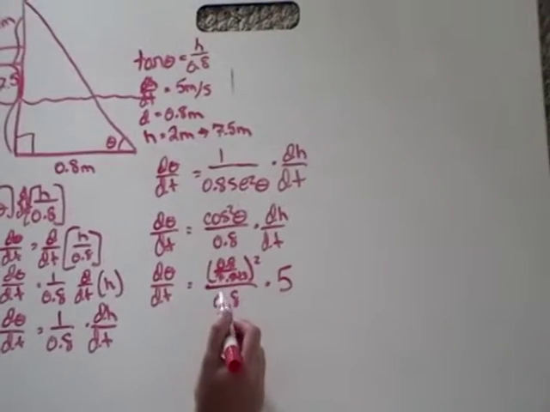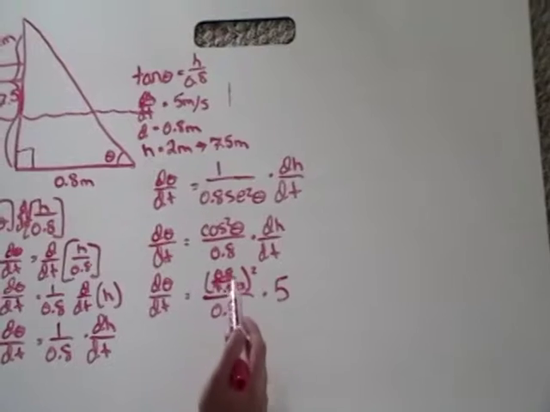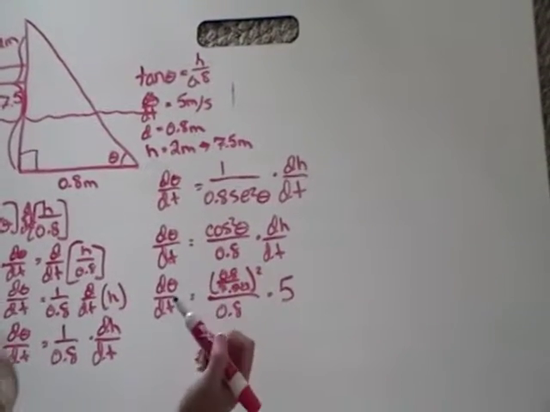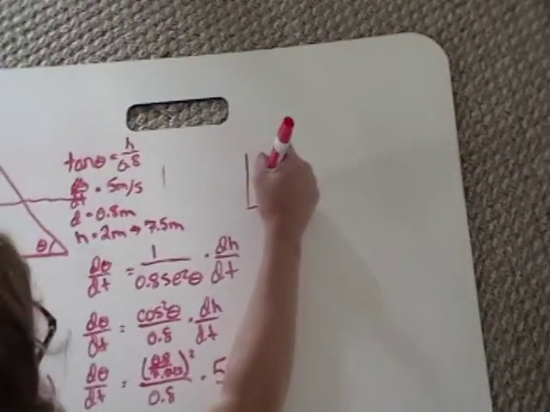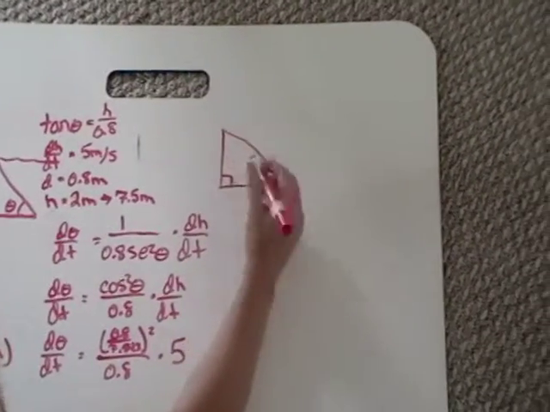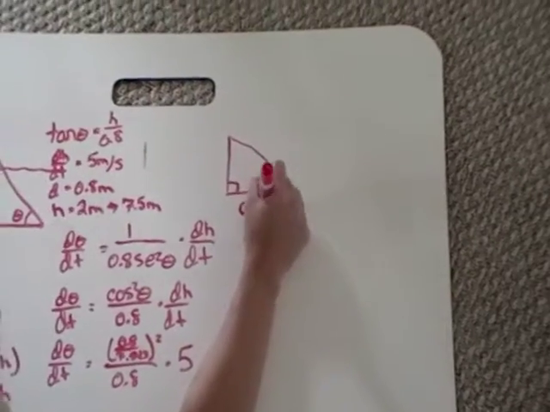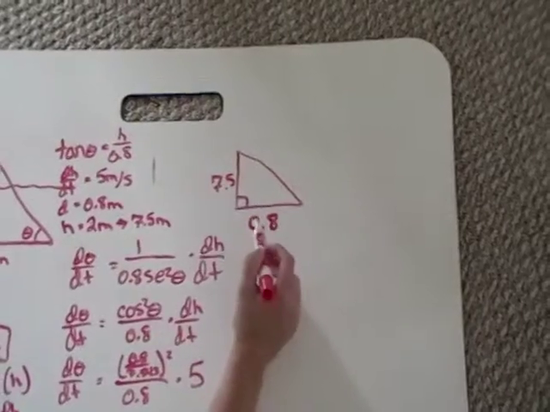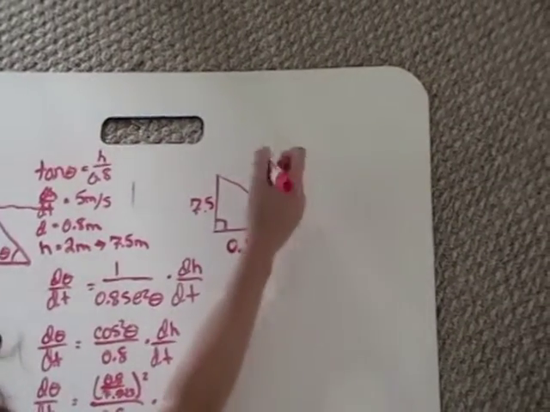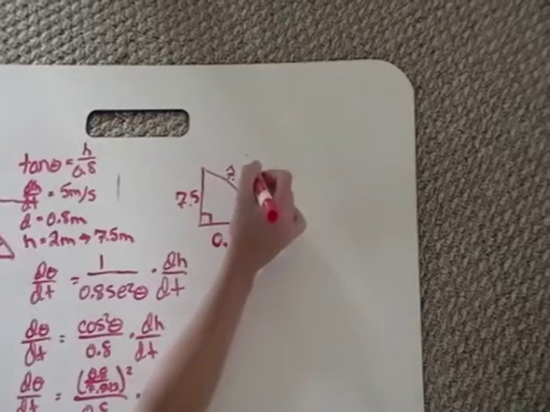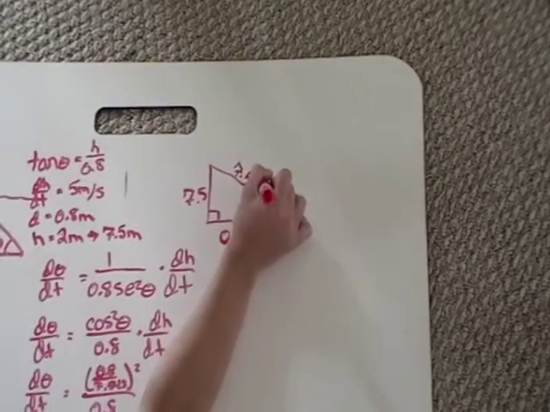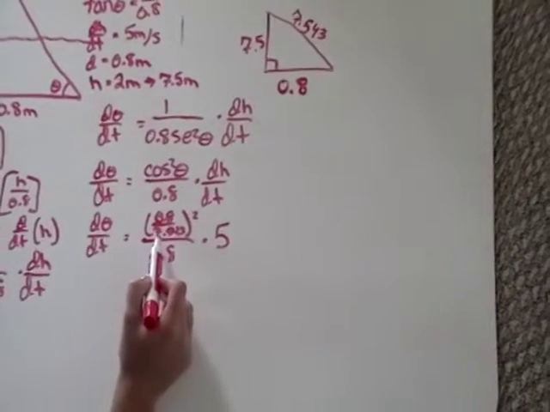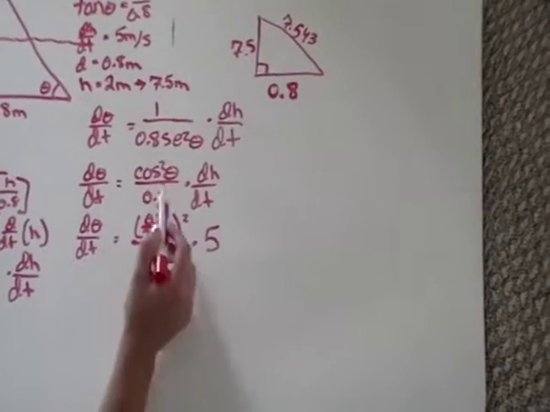Now, in order to get the value for cosine squared of theta, I did a Pythagorean theorem. Drawing a triangle, you can see that since we're given the one leg as 0.8, the other leg as 7.5, if you do a squared plus b squared equals c squared, you can solve for the third side to equal 7.543. Plugging that into the cosine equation, you get 0.8 over 7.543, and we square it since it's cosine squared.